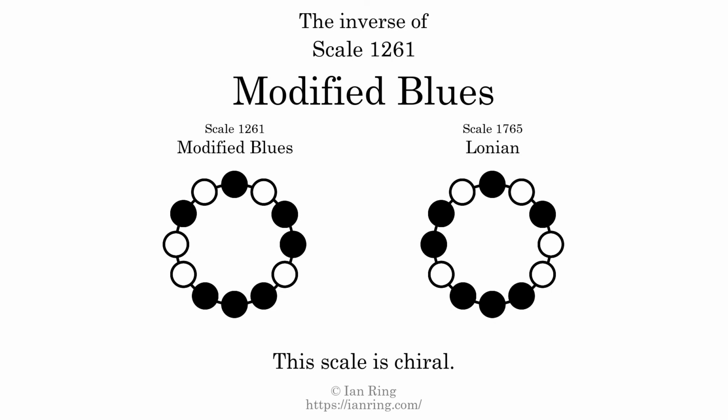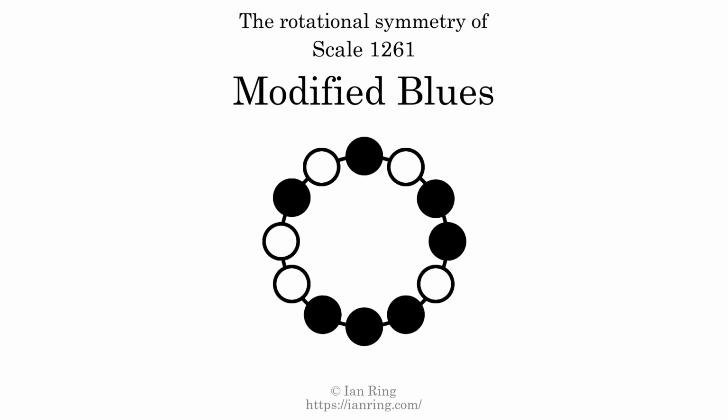The inverse of a scale is a mirror image. It is what you get when the sequence of intervals is reversed. The inverse of this scale is scale 1765, also known as Lonian. This scale is chiral. It cannot transform into its inverse by rotational transformation. This scale has no rotational symmetry.